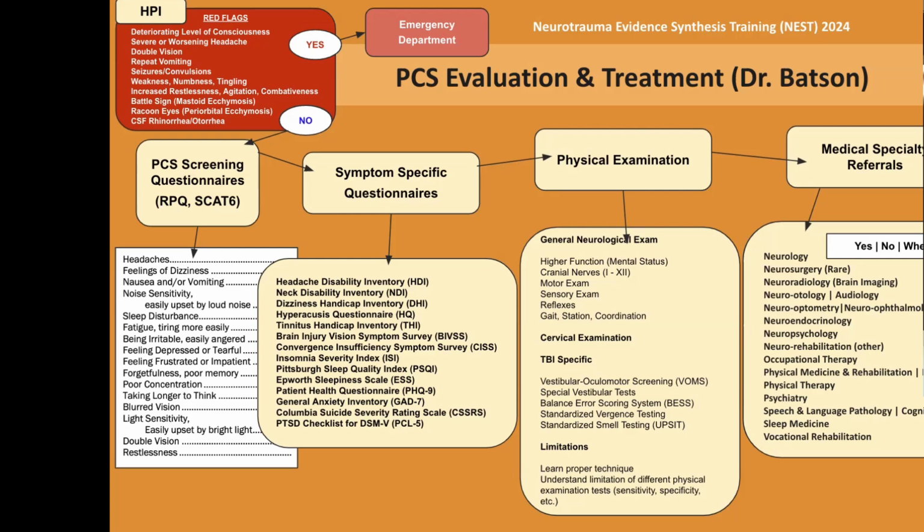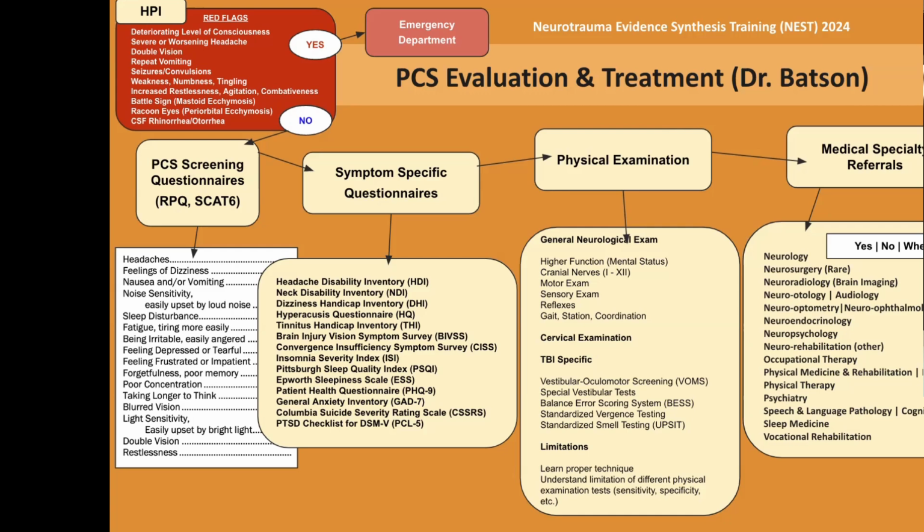And if red flags are present, that's an immediate referral to the emergency room. If there are no red flags, or if you're dealing with the patient in the chronic phase, you're going to simply move straight into PCS screening. And again, you can use the RPQ, the SCAT-6, or other questionnaires. Once you've understood the symptoms that are manifest, in my facility, we use a lot of other questionnaires in order to quantify things that are going on, and also to track patients longitudinally over time to see if they're getting better.